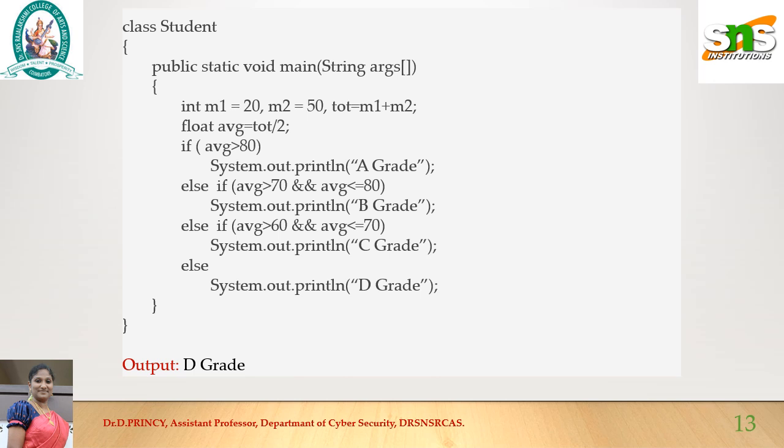This is an example to check with the condition. This program is used to find the grade based on the marks. So it is based on the average. We are checking with the average. If average is greater than 80, we put the grade as A. Suppose the average is not greater than 80, we move on to the next condition. 70 to 80 is B grade, 60 to 70 is C grade. If the average does not belong to these three categories, it moves to the else block. So all the remaining averages will be treated as D grade.